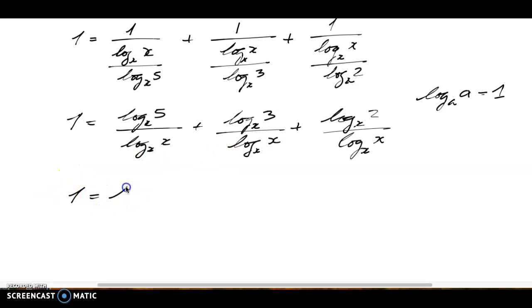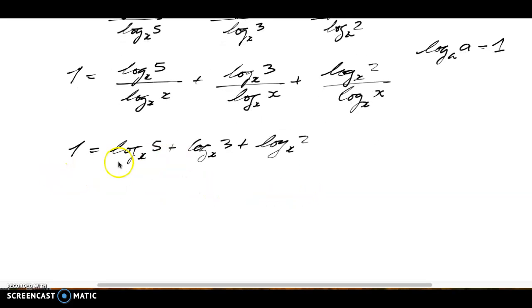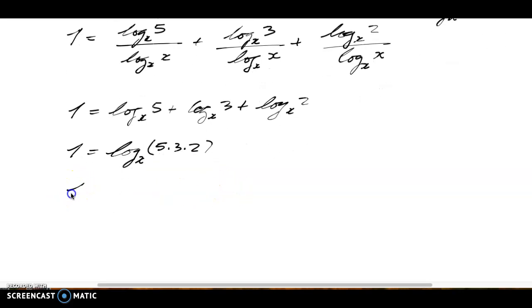So that really is log base x of 5 plus log base x of 3 plus log base x of 2. Because these are all sums, you're taking the product. So I can express this as 5 times 3 times 2. There it is. So that means 1 equals log base x of 30.